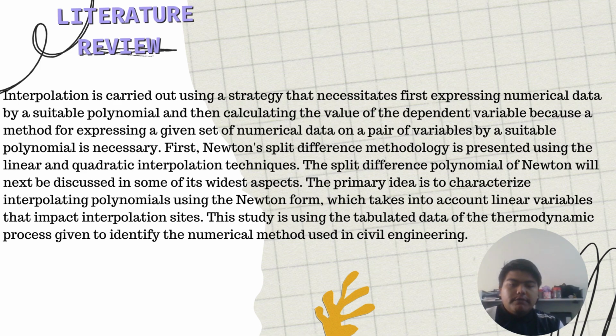First, Newton's divided difference methodology is presented using the linear and quadratic interpolation techniques. The divided difference polynomial of Newton will next be discussed in some of its widest aspects. The primary idea is to characterize the interpolating polynomial using the Newton form, which takes into account linear variables that impact interpolation sites.